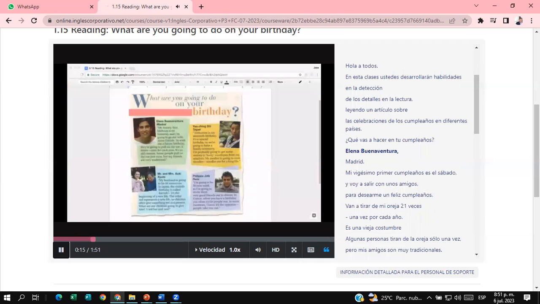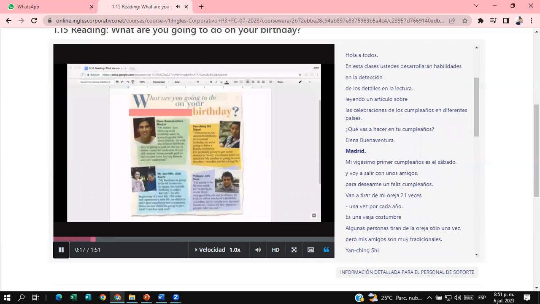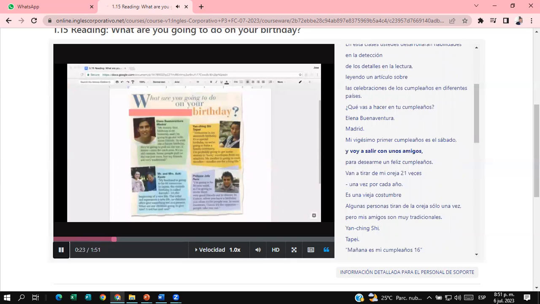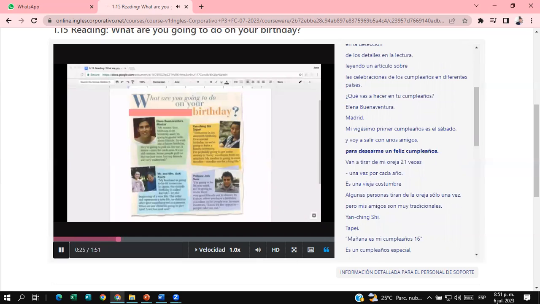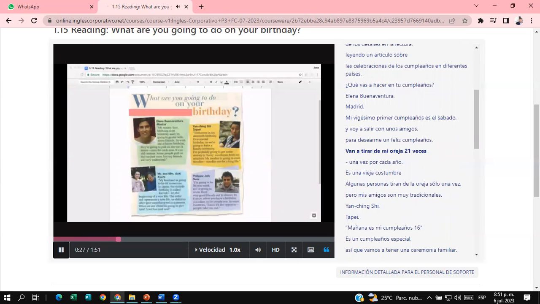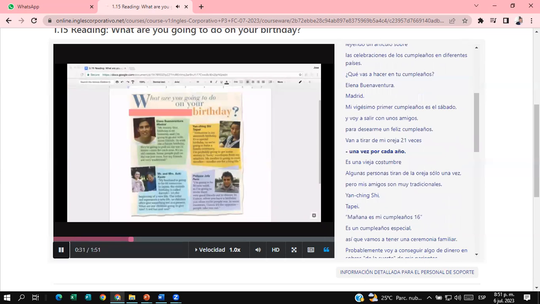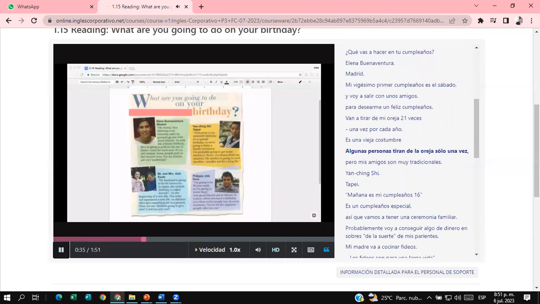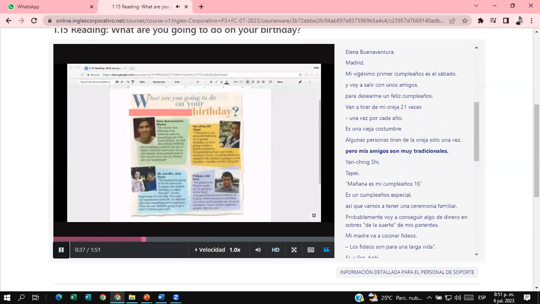Elena Buenaventura, Madrid. My 21st birthday is on Saturday, and I'm going to go out with some friends. To wish me a happy birthday, they're going to pull on my ear 21 times, once for each year. It's an old custom. Some people pull on the ear just once, but my friends are very traditional.